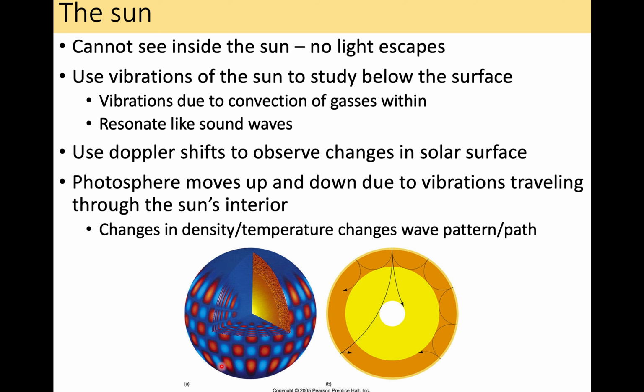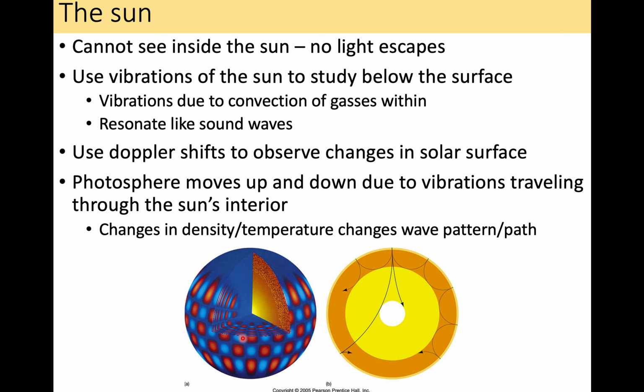So we see on the photosphere, on the surface of the sun, where there's upward motion versus downward motion. And we can see where that is due to the vibrations that are traveling through the sun's interior. When I say upward, I mean from the center of the sun outwards. So it's moving up on the surface of the sun, which means it is moving towards the earth. So material moving upwards within the sun is moving towards the earth.